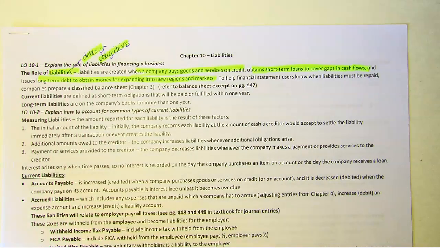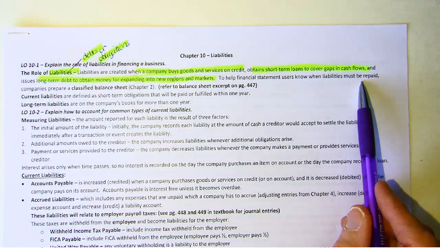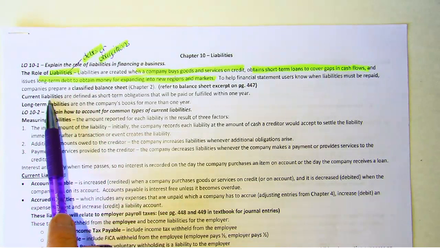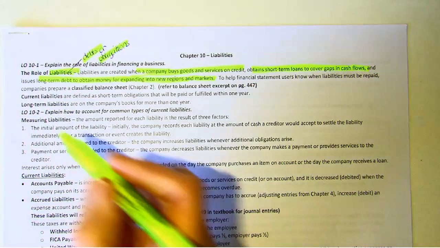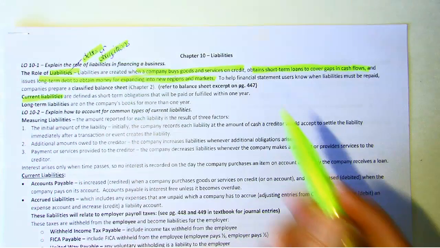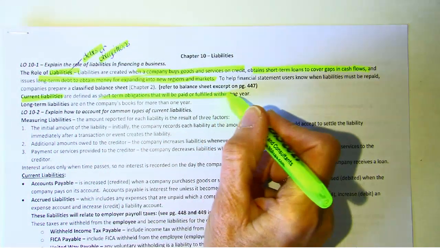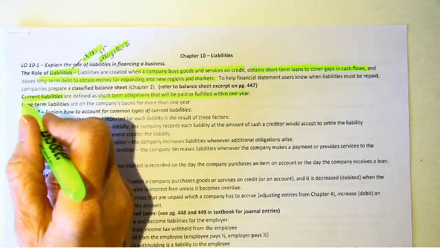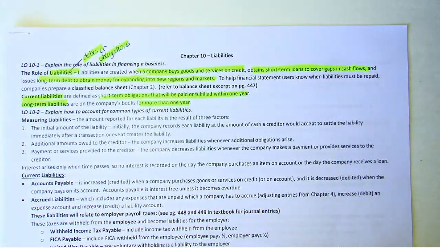To help financial statement users know when liabilities must be repaid, the company prepares a classified balance sheet, which means we're going to break our liabilities into current or long-term. Current liabilities, and we learned this back in Chapter 2, are short-term obligations that will be paid or fulfilled within 1 year or less, and long-term liabilities, more than 1 year.